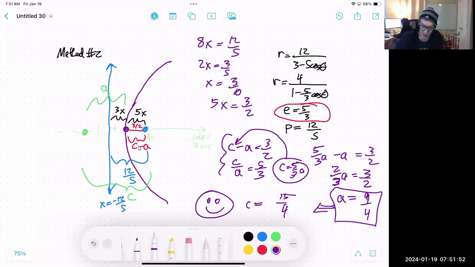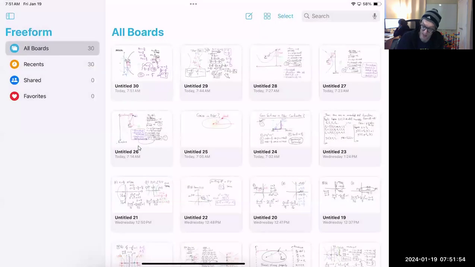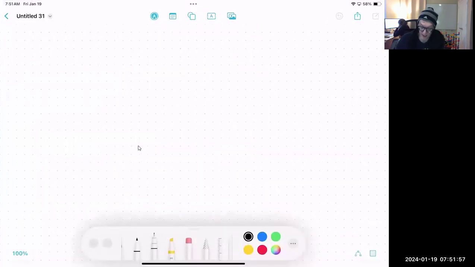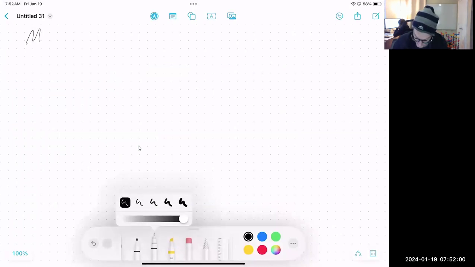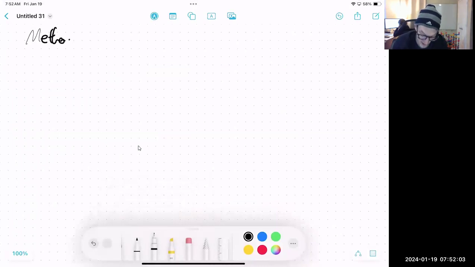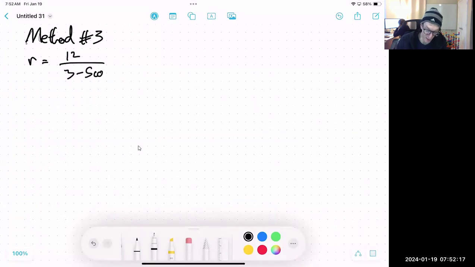Okay, let's wrap this up. Method number three is, I don't want to say the easiest because it actually is a bunch of work, but it is the most mindless. It's pure algebra, no thinking. Method number three says, hey, don't we have some algorithm to convert a polar equation into a rectangular equation? Answer, yes, we do. We can simply use our algebra skills and just crank this out. No picture, no geometry, no thinking.